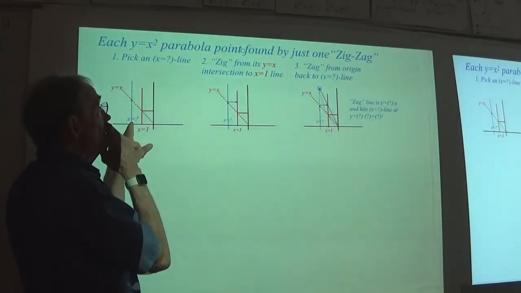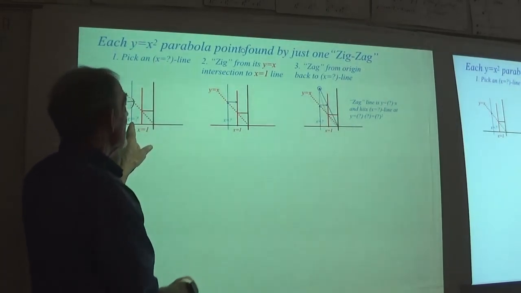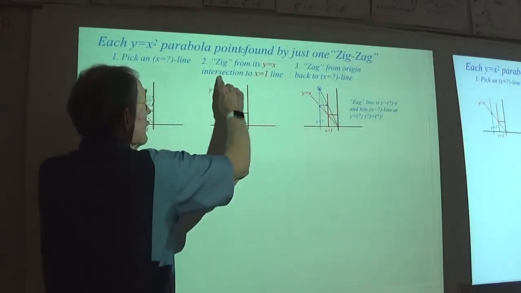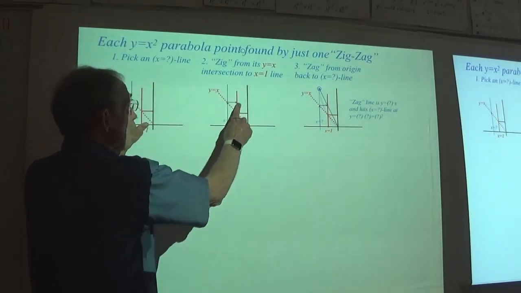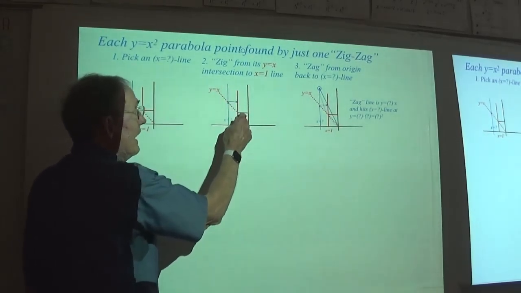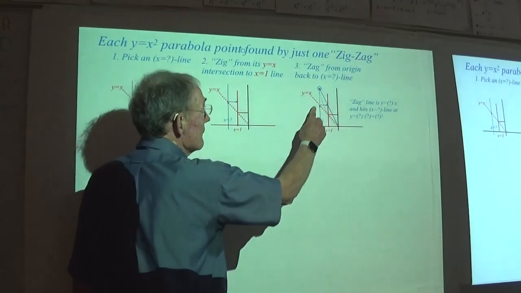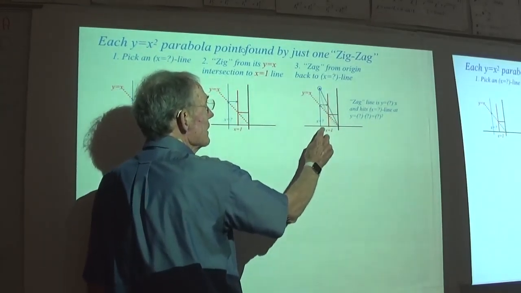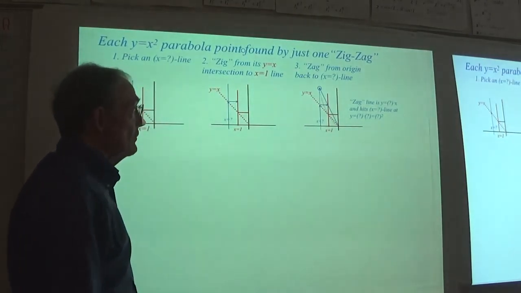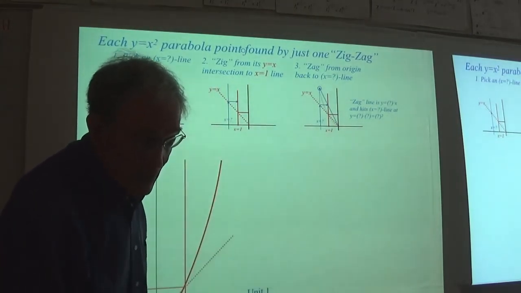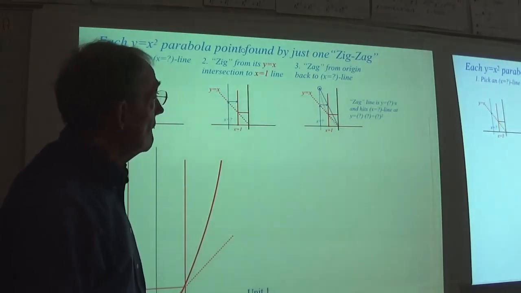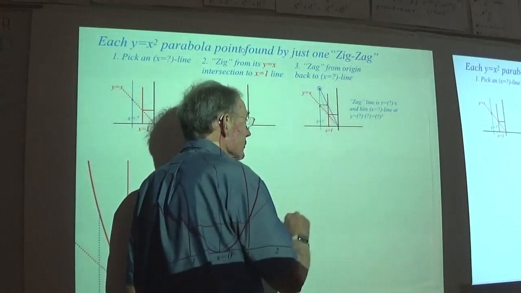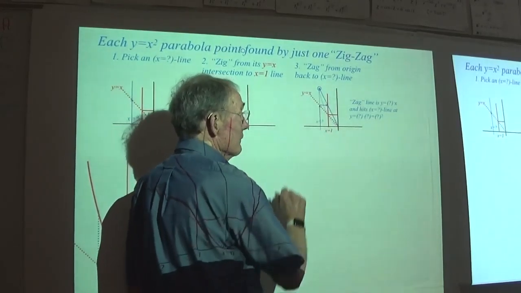Okay. And so what you do is the first thing you zig here to the y equals x intersection, to the x and y, and come back to here. And then you zag to the origin. Then you just extend it back to the x equals 1 line. Okay, so that's the first point on a parabola right there. And I'm just showing where the parabola is, all of its points, right there, and that's the one that you got for this particular value of x.